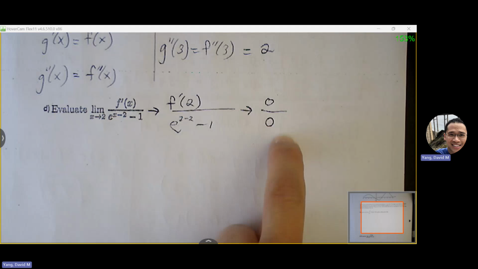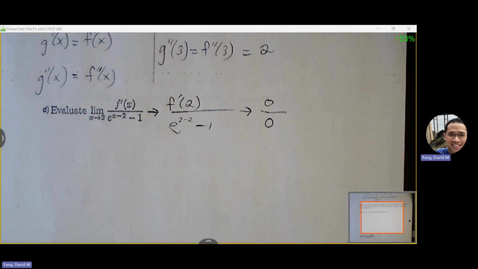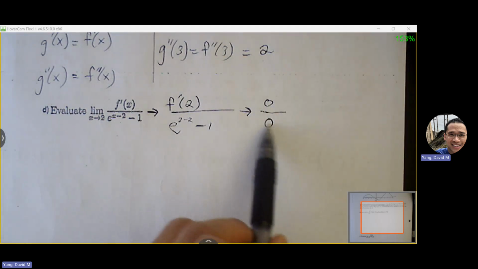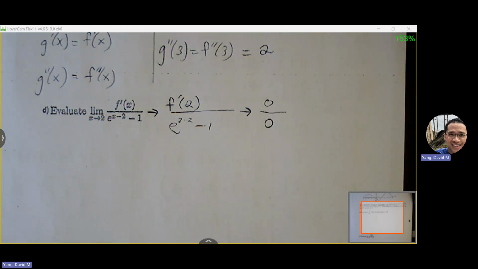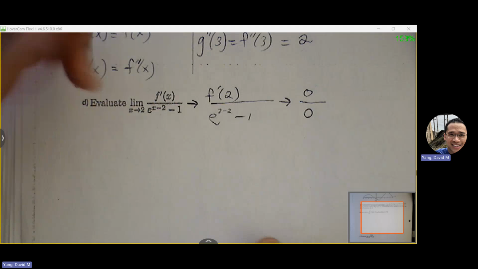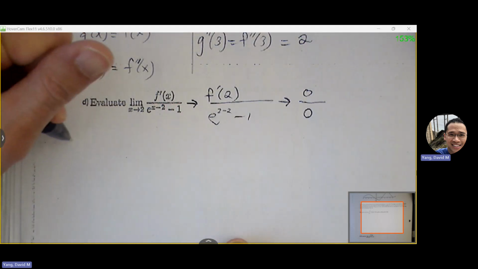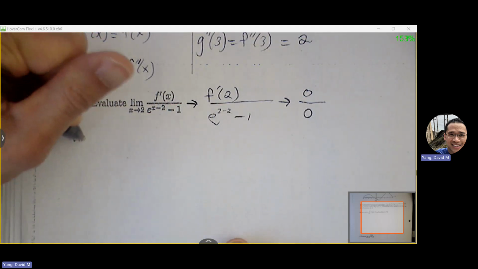Okay, so we can't stop here and say the limit doesn't exist. The limit does exist. It's just that there happens to be a hole here, but the graph is still going to move towards the same y value. So L'Hopital's rule says we can take the derivative of the numerator and the denominator separately.